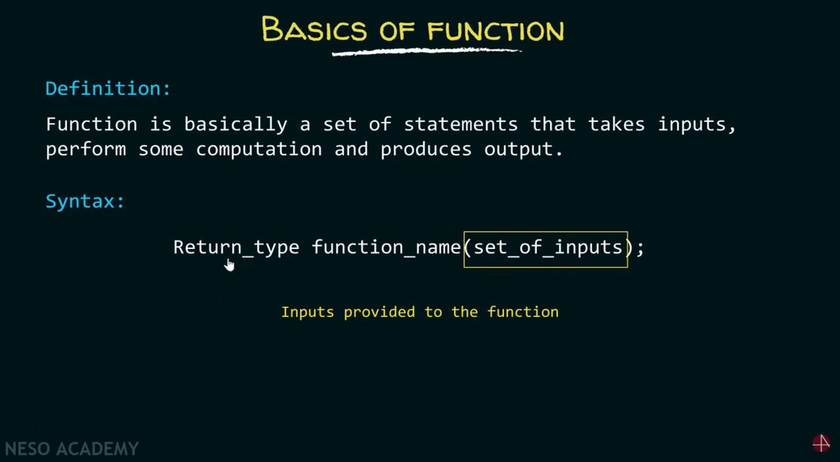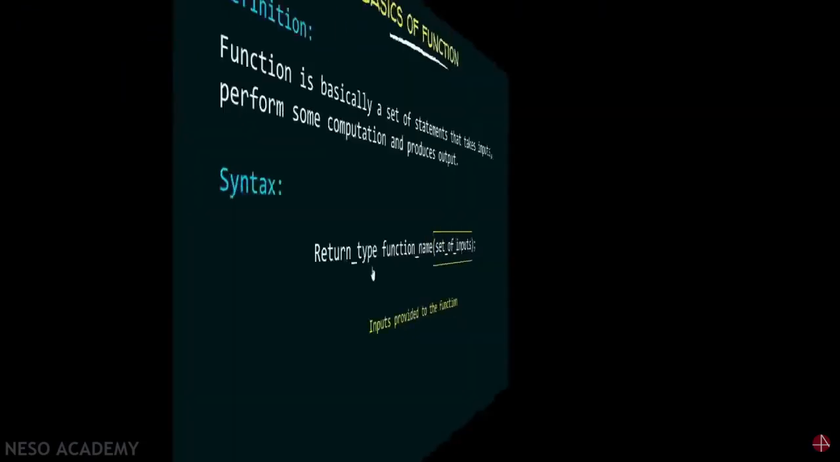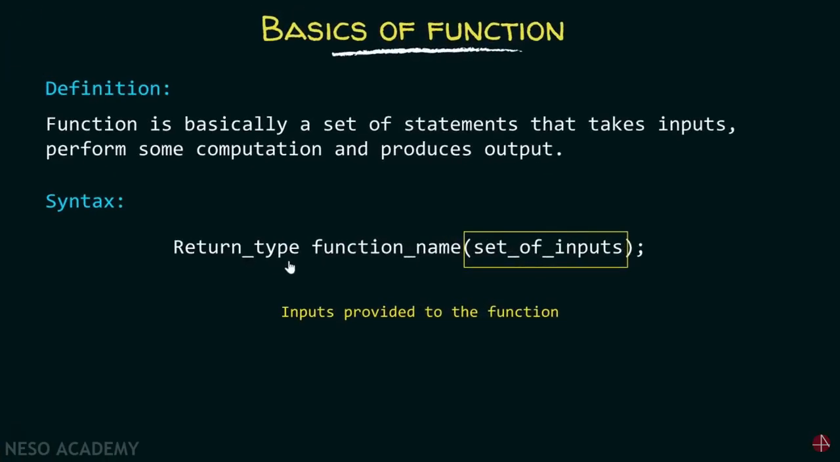Return type indicates the type of the output. An output could be of integer type, it could be of character type, or it could be of float type, and so on. After understanding these basics, now let's try to understand why we use functions.